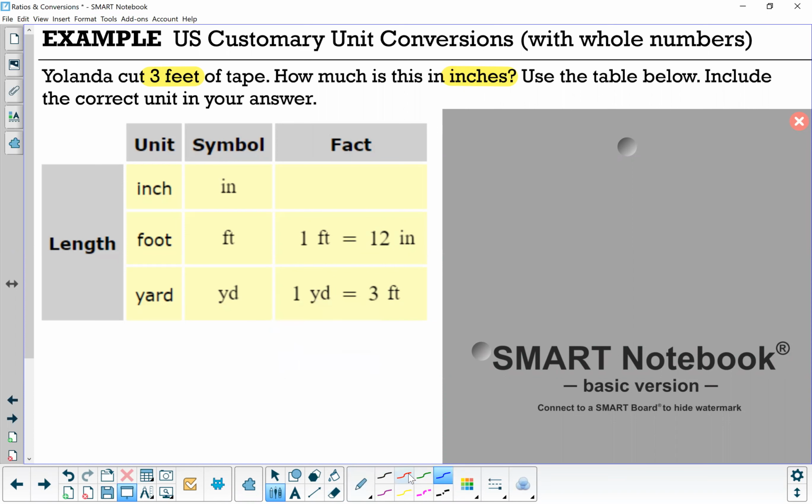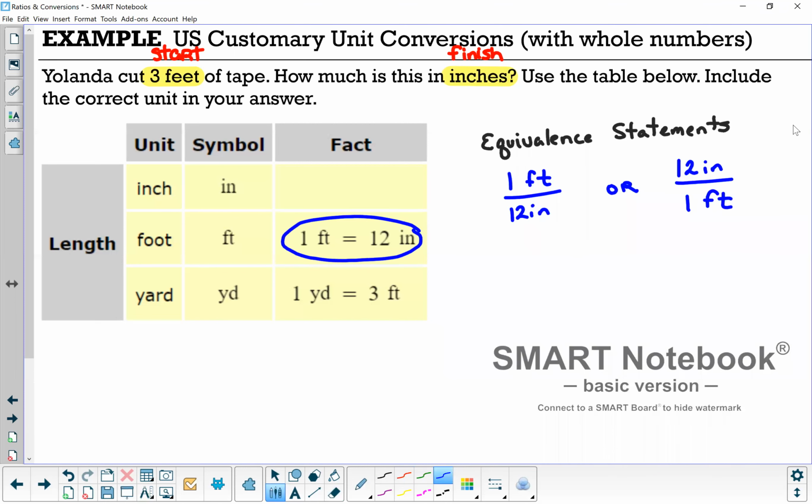So we know we are starting with 3 feet. And when we do this conversion, we want to finish when our tape is converted to the inches measure. So looking at our tape, we want to see, okay, what equivalent statement do we have? What conversion factor do we have that may allow us to convert from feet to inches? So here we have 1 foot equals 12 inches.